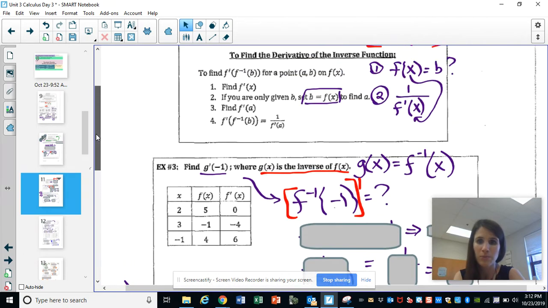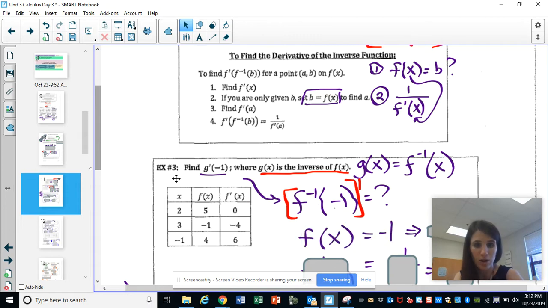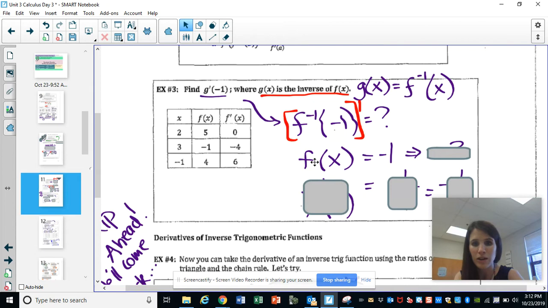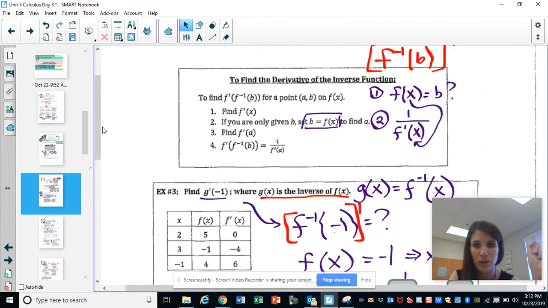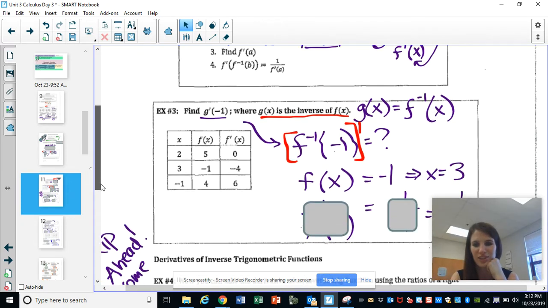So first step, we're looking for when f of x is equal to b. So we're looking for when f of x is equal to -1. Well, that would be when what? f of x is equal to -1 when x is 3. Then what do we do with that? Second step, we take that 3 and we plug it into the derivative and do 1 over that.